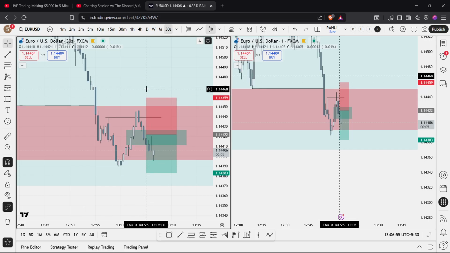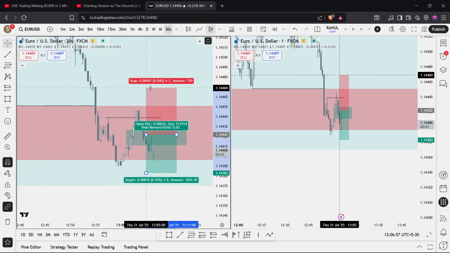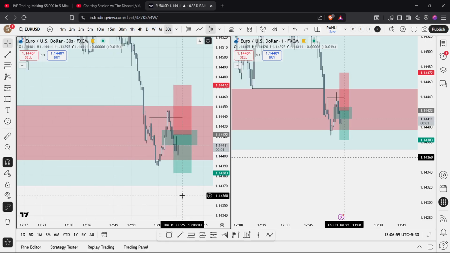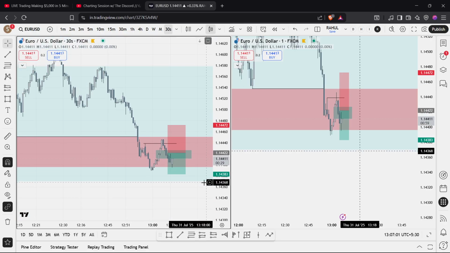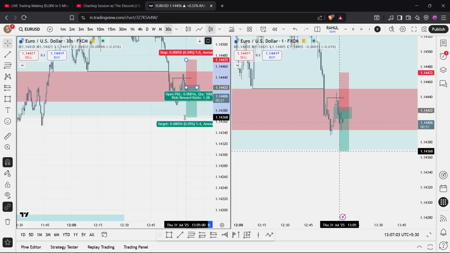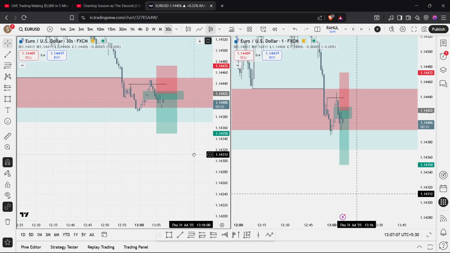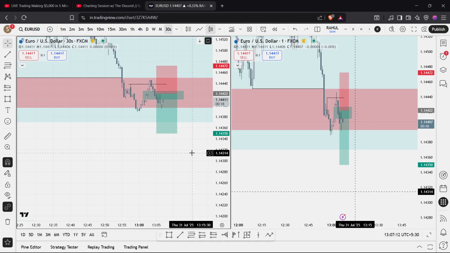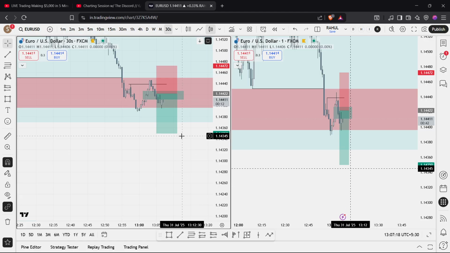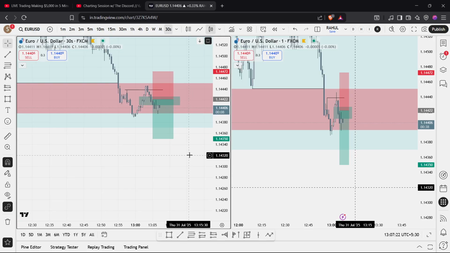Okay, so my stop loss will be above this high, and then the target. Yes, this will be the first take profit for me. So it's a very tight stop loss. Stop loss around 14472. Okay. So just doing a live example of the trade right now.